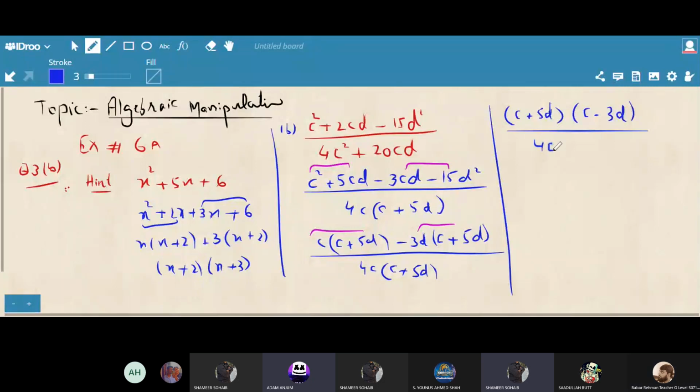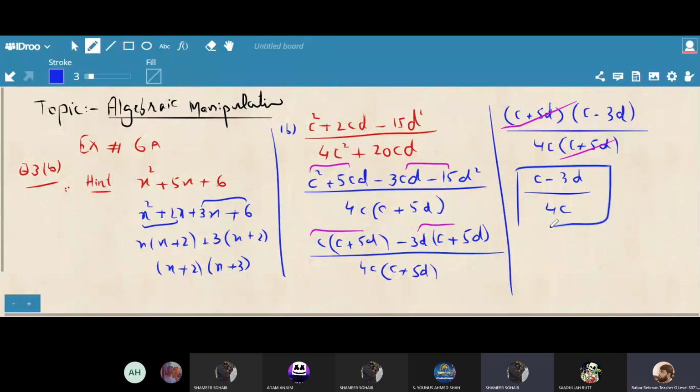Okay, now 4c times c plus 5d. Which will be simplified? Can anyone tell me? c plus 5d, so both of them get cancelled out. Very good. c plus 5d and c plus 5d cancel. So the answer will be c minus 3d divided by 4c. Very good. This will be our final answer.